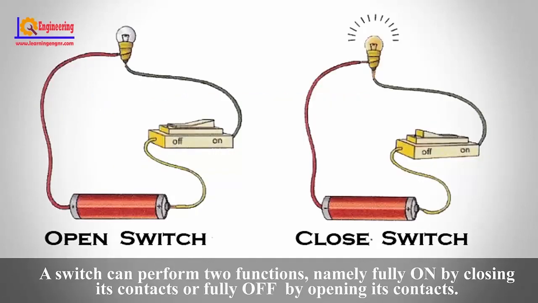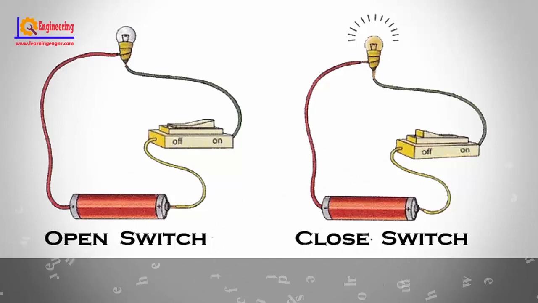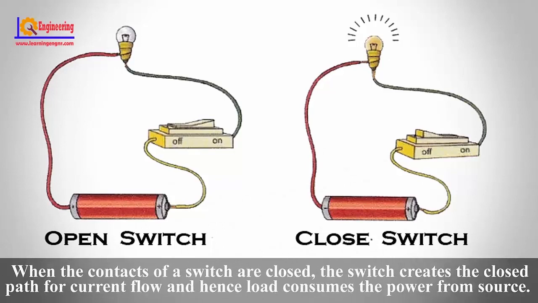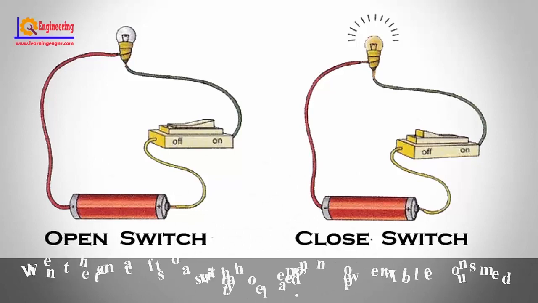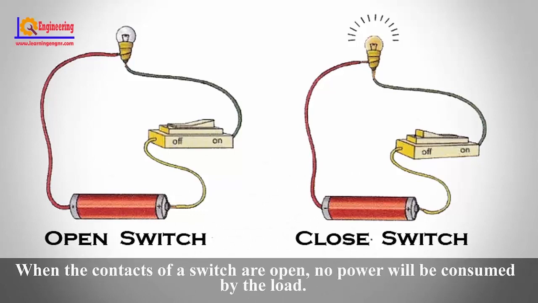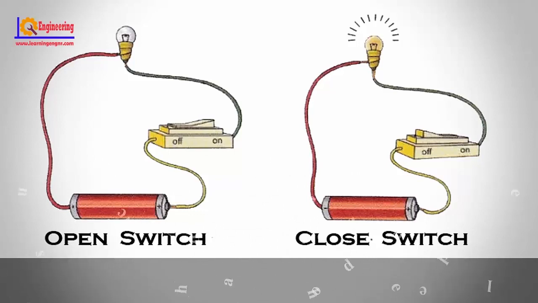A switch can perform two functions, namely fully on by closing its contacts or fully off by opening its contacts. When the contacts of a switch are closed, the switch creates a closed path for current flow and hence the load consumes the power from the source. When the contacts of a switch are open, no power will be consumed by the load.